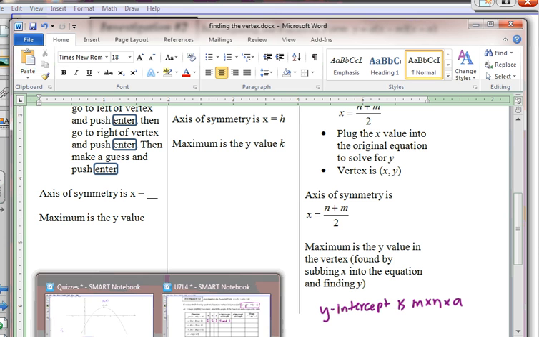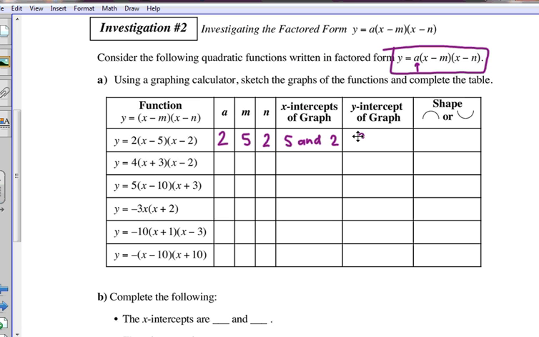Okay, so back to this. Because it'd be plugging in x as 0: 2 times 0 minus 5 times 0 minus 2. Now, which way would this graph open? Up, smiley face, because a is positive. Okay, next one. Because if we plug in x is 0, 0 minus 5 times 0 minus 2, we get 2 times negative 5 times negative 2.